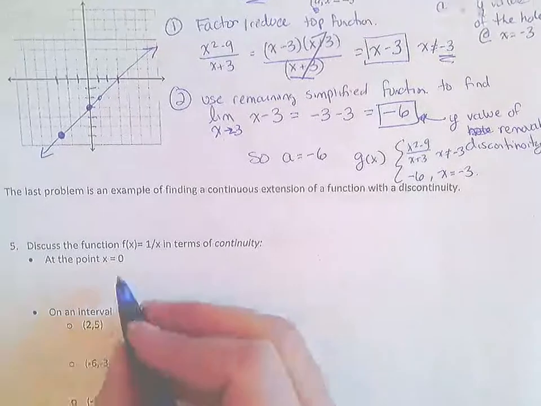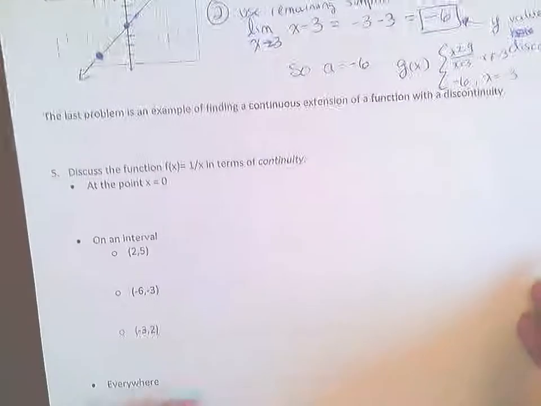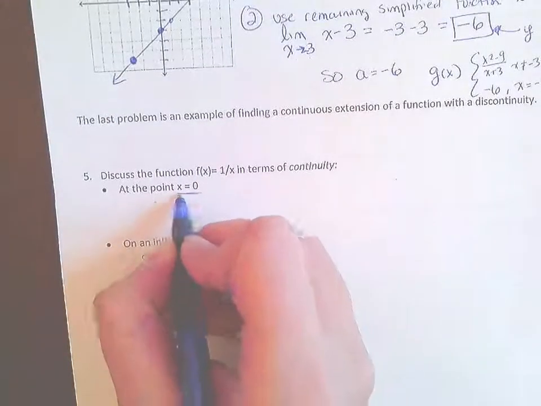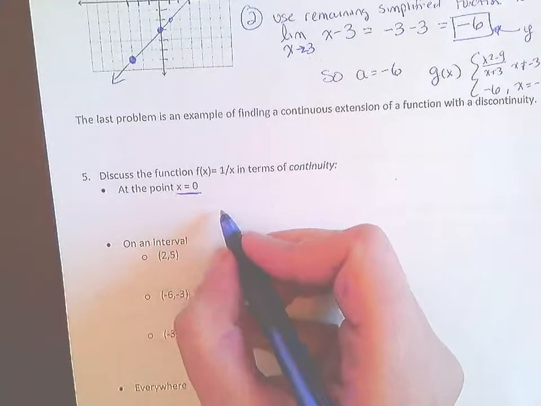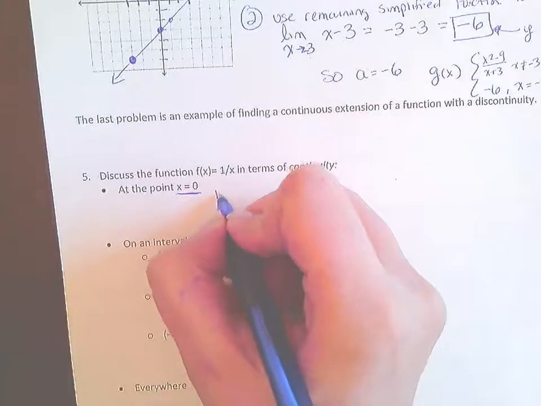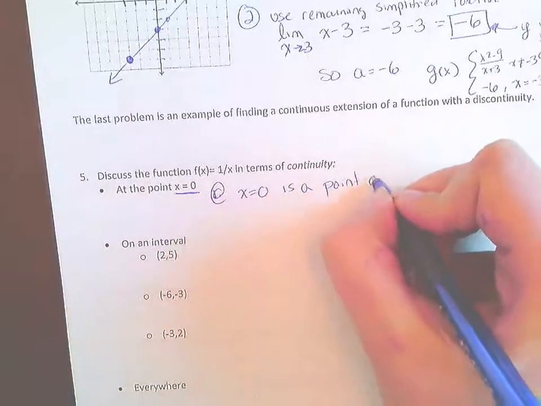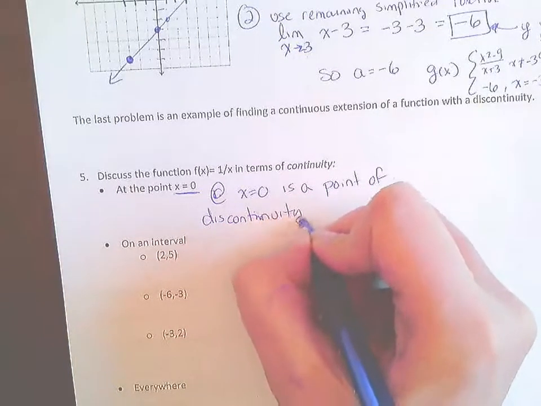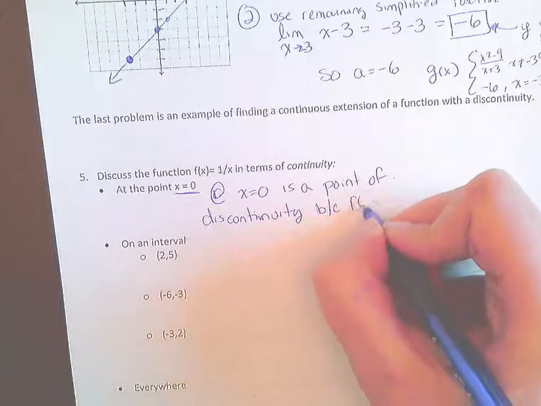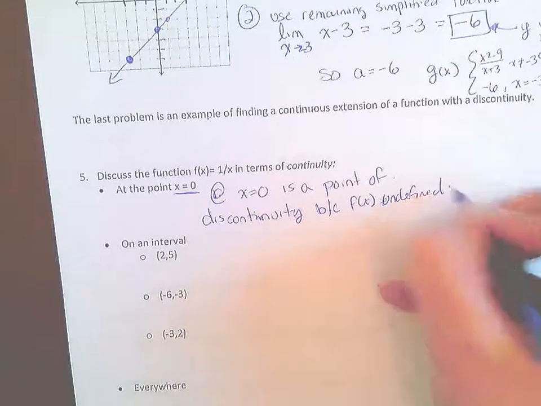Alright, and then the last section, discuss the function f of x equals 1 over x in terms of continuity. Now, right away you know at the exact point x equals 0, what happens to the function? So x equals 0 is a point of discontinuity because f of x is undefined. That's pretty straightforward. Nothing new.